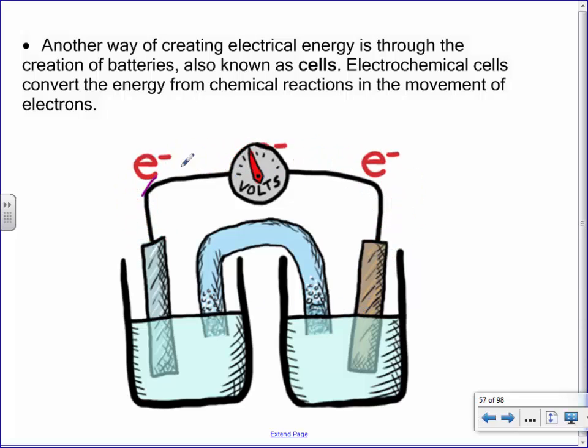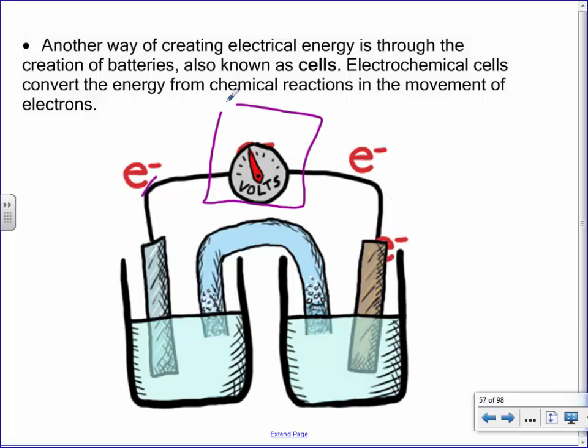And in the process of doing that, if you put a device right here, whatever that device happens to be, again, we call it a load, then that device can take the electricity and do something.